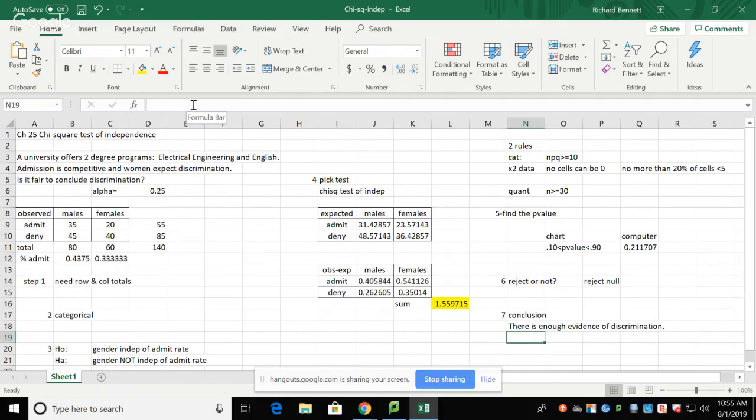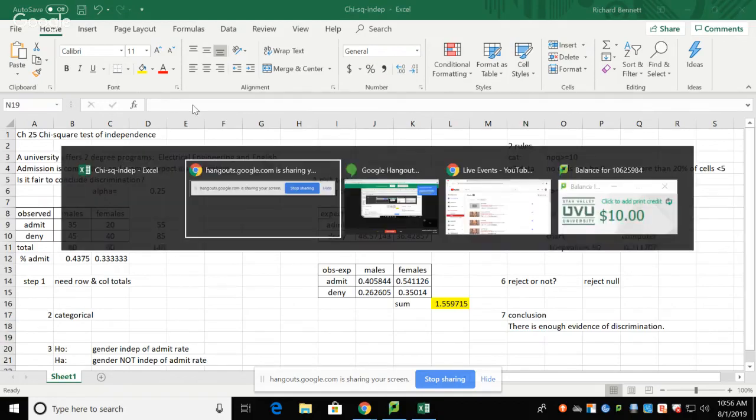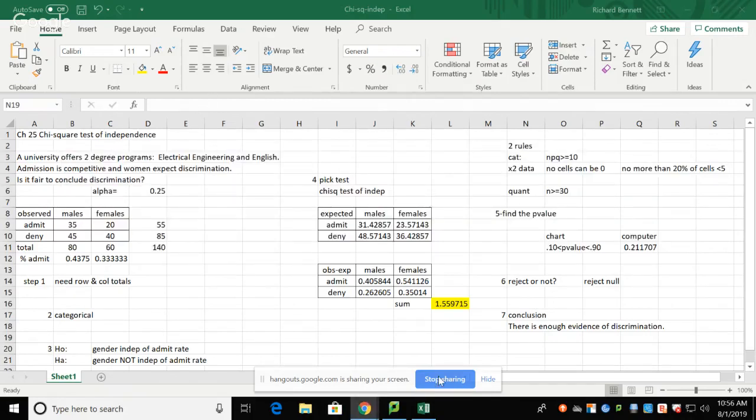Now, my question to you: we would say there is evidence of discrimination, but is it the men that are being discriminated against, or is it the women? Because that would be the next question, right? Because all we've said is... We've changed our alpha so that we can do this, okay? So let me go back here for a minute and just remind you what we're looking at. Stop sharing.